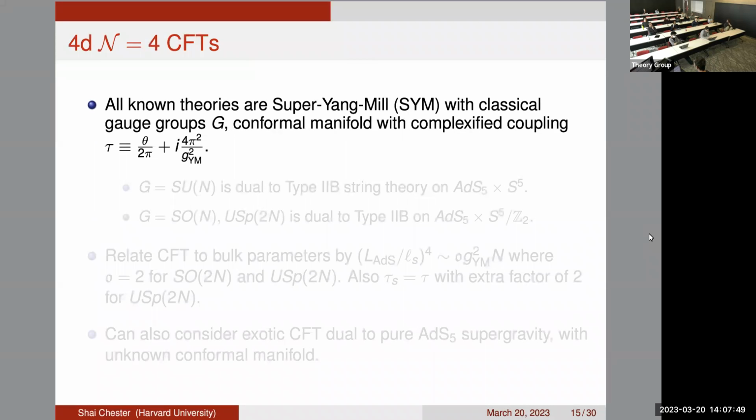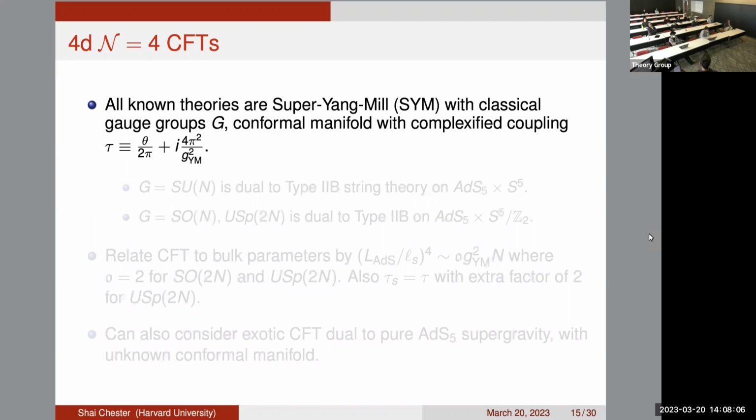Okay, so now I'm going to go through case by case for every maximally supersymmetric dimension, showing the bootstrap bounds and how they compare to the one loop analytic prediction. So let's start with 4D, which is the case people are probably most familiar with. So what do we know about maximally supersymmetric CFTs in 4 dimensions?